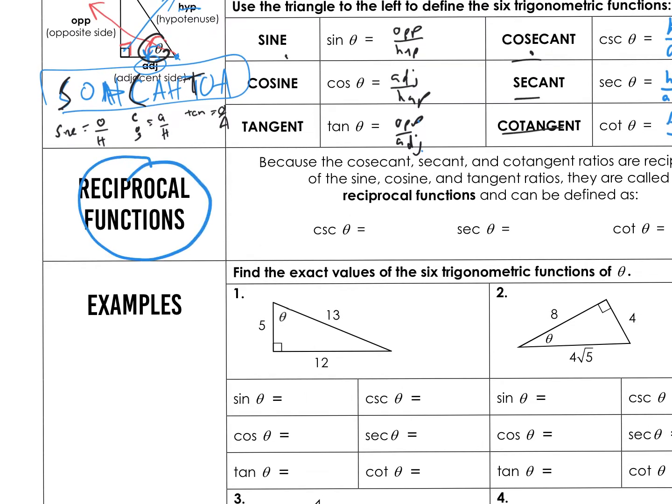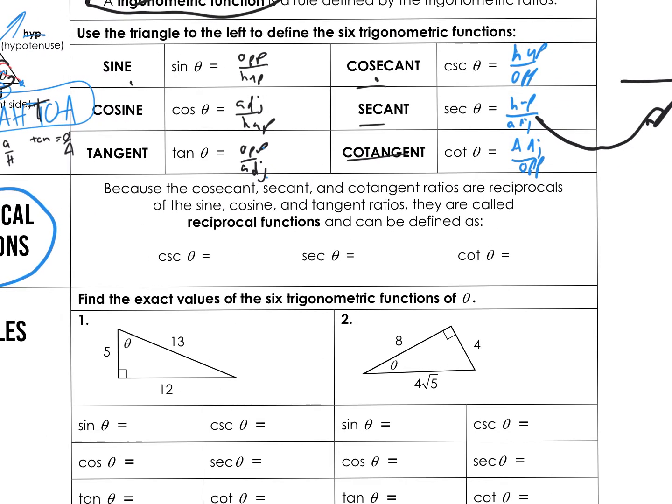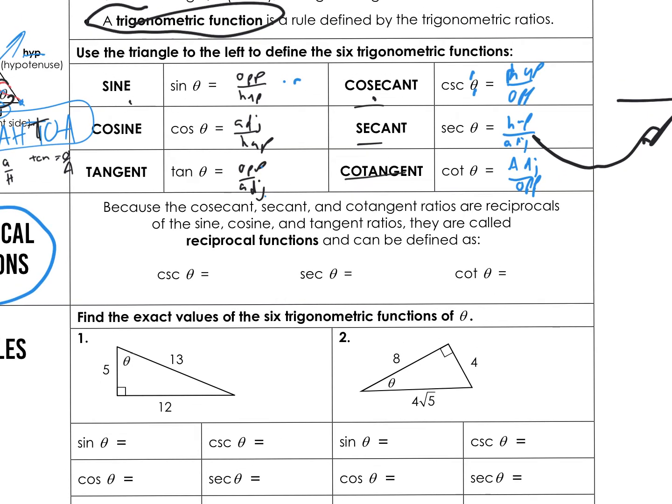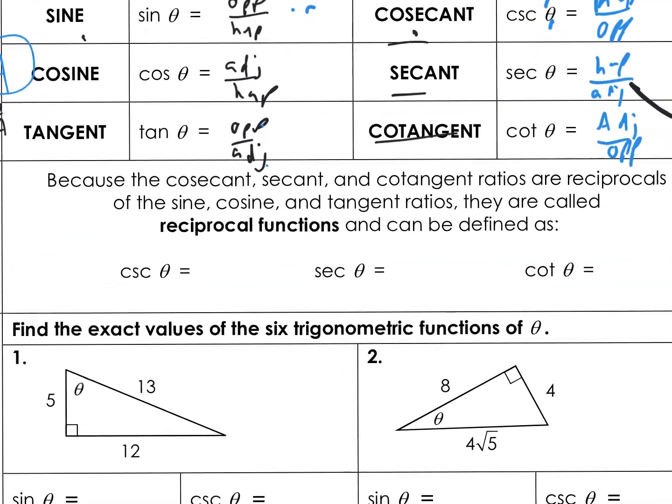Now, reciprocal functions. Remember I told you that these are reciprocal of each other? Remember I said that these were reciprocal? Another way of doing cosecant is to take the sine and do 1 divided by sine of theta, in case you wanted to rewrite cosecant.